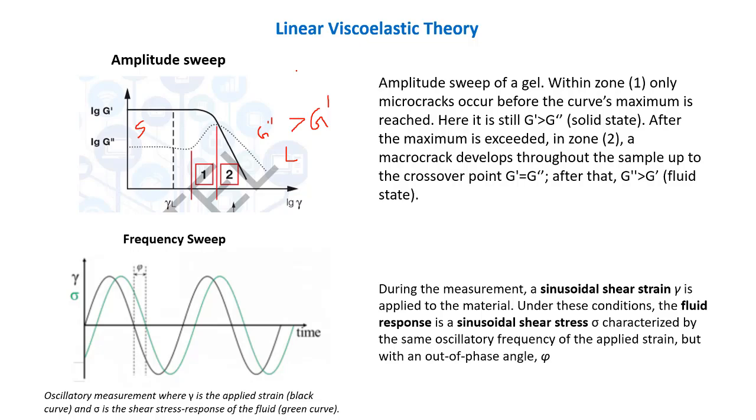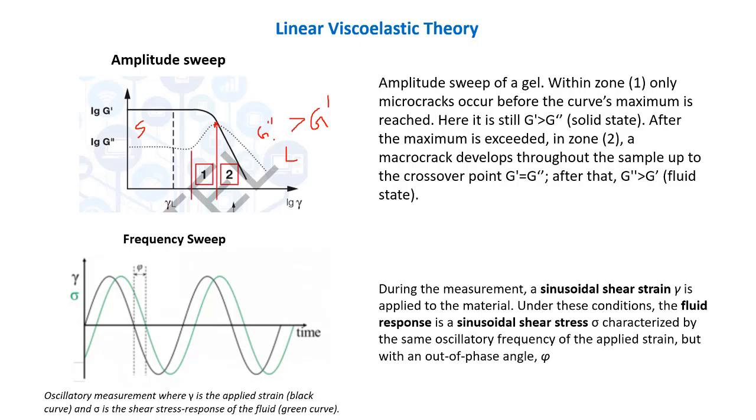Within zone 1, just before this region is crossed, we have micro cracks only. It will occur before the curve's maximum is reached, and therefore we have G' more than G''. That is a solid state. And after the maximum is reached, the microcracks develop throughout the sample, up to the crossover point. After the crossover point, we have G'' more than G'. So that is the fluid or liquid state. So the liquid starts flowing.